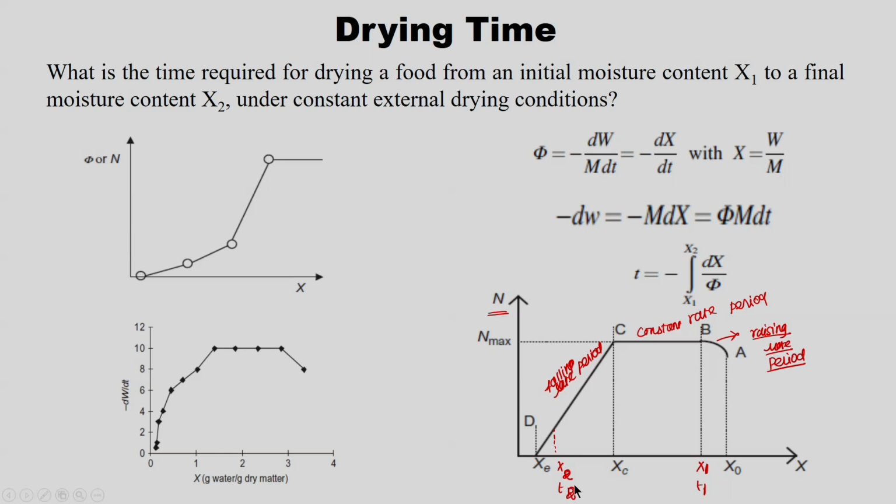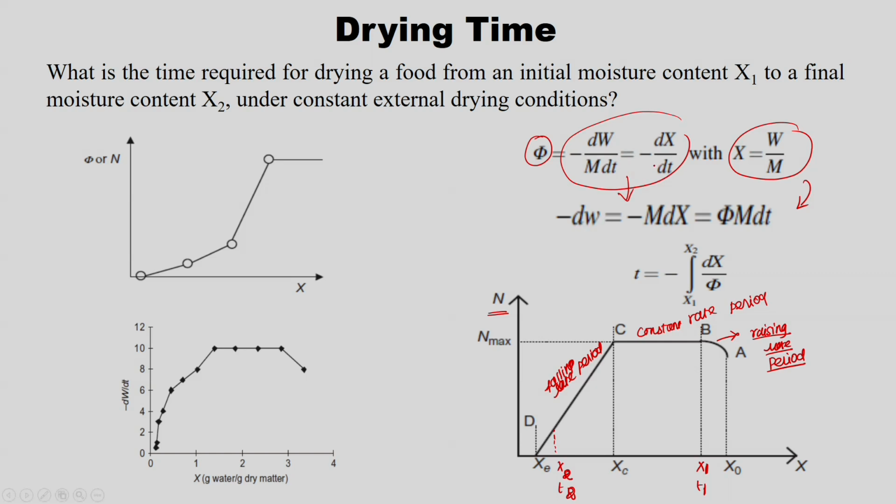Here phi is nothing but the drying rate, which is minus dW upon m dt. W upon m is nothing but kg of water per kg of dry food material, so W upon m can be written as x. So phi is nothing but minus d/dt of x, where x is W upon m. If you do certain calculations here, minus dW is nothing but m into dx. So, minus dW is nothing but minus m dx.